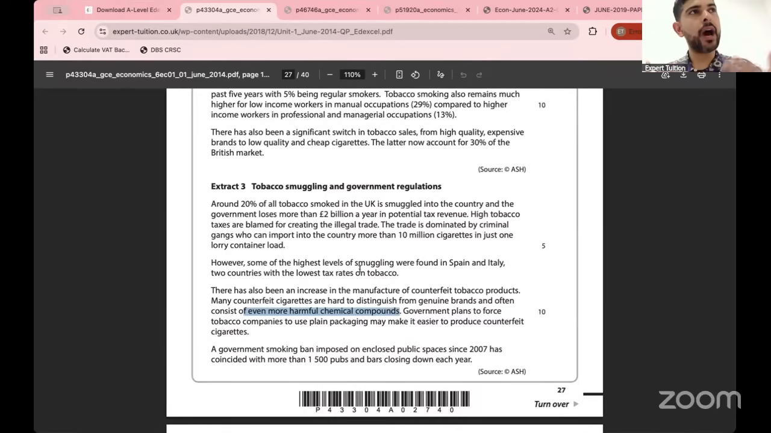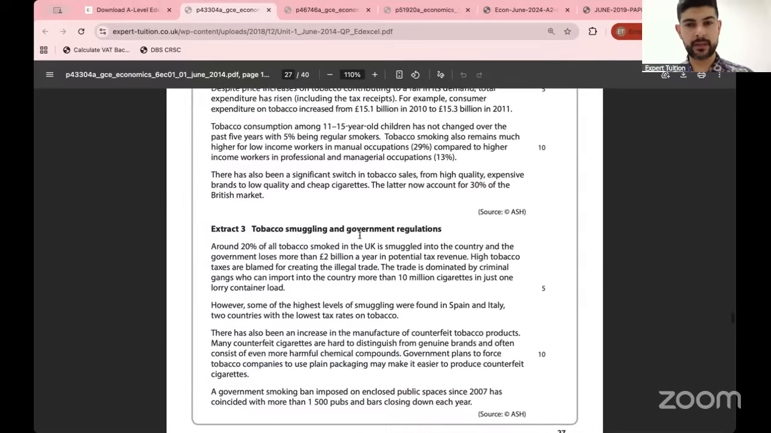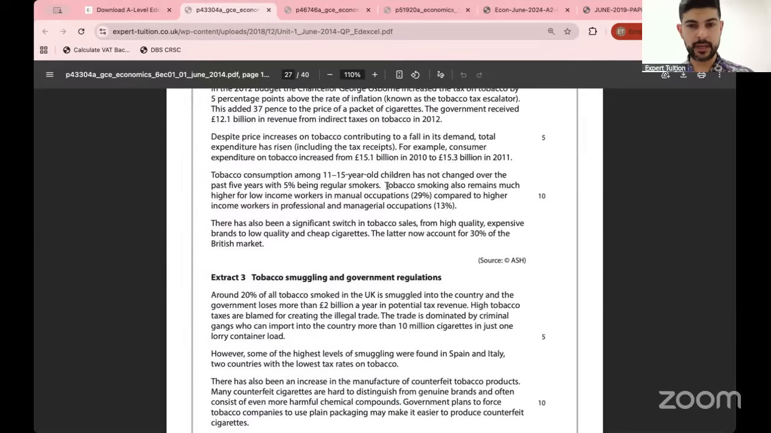And then again, I need you to be able to spot things in the data to give yourself application. It's still theoretically valid, and you get all the points by explaining it. But look at this. It says in extract 2, tobacco smoking also remains much higher for low-income workers in manual occupations compared to higher-income workers in professional and managerial occupations. In other words, more low-income households are addicted to smoking compared to high-income households, so it's going to widen income inequality even more. They're so addicted.